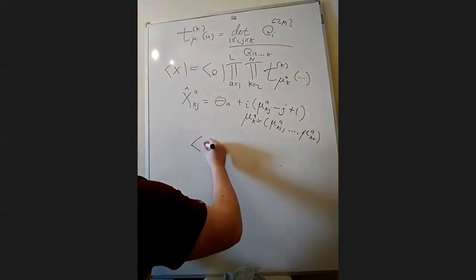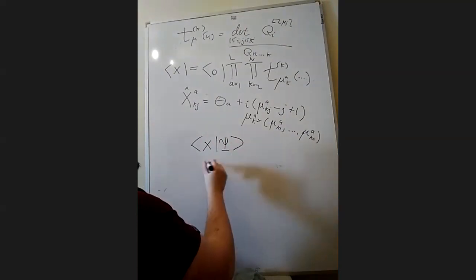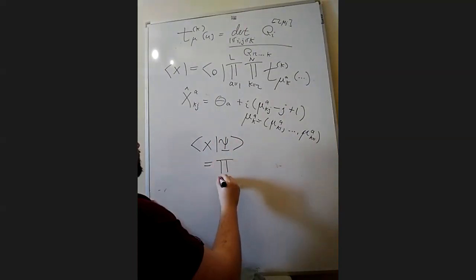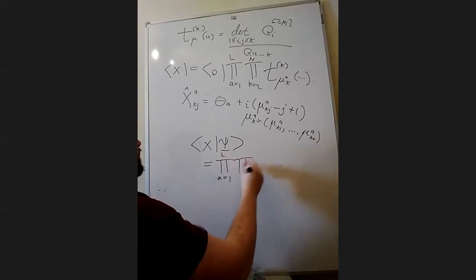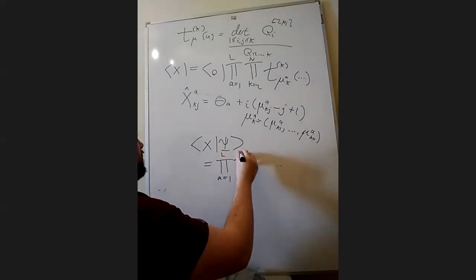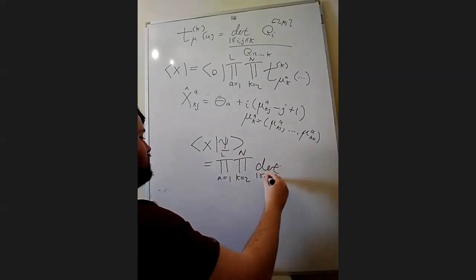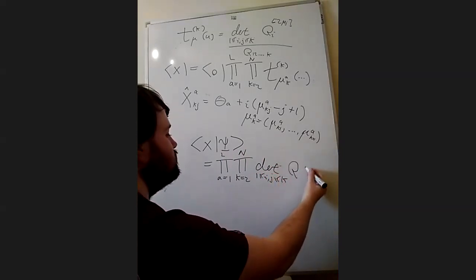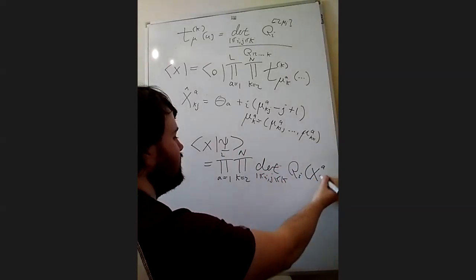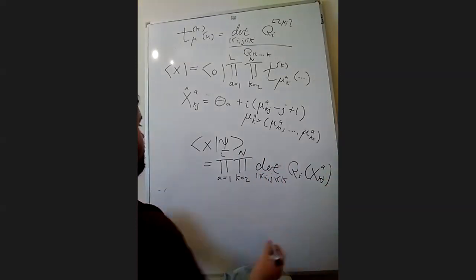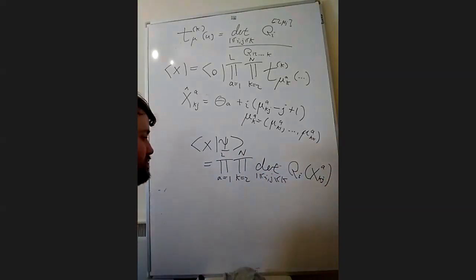When you write out all these expressions using Q operators, you get the following final result for the wave function. So X psi is the following product: A is 1 to L, K is 2 to N, and then the determinant of Q_I at X_{A,K,J}. So this is the wave function for any SU(N) spin chain in any representation you like, which is considerably easier and nicer looking than anything you would get using the nested Bethe ansatz.